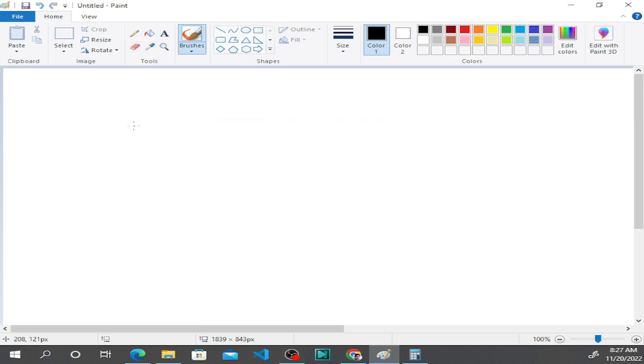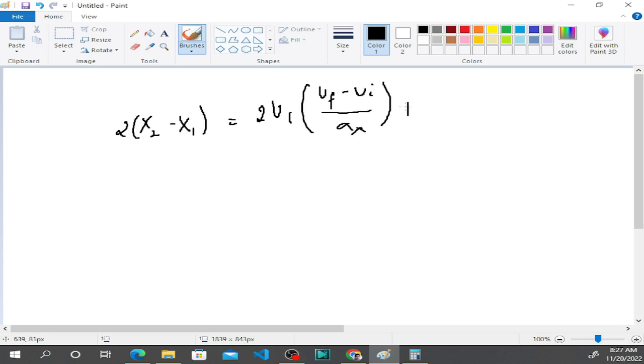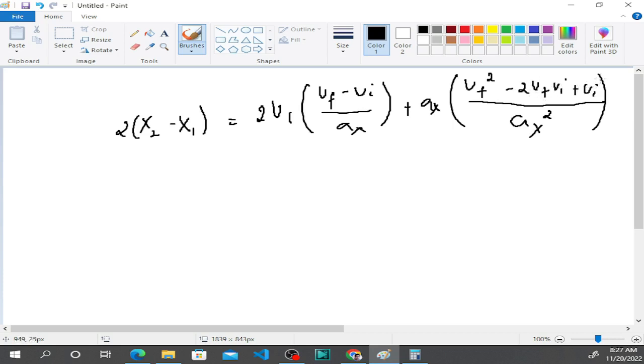So we write 2(x₂ − x₁) is now equal to 2 times (v_f − v_i)/a_x, plus the new numerator that we have. You multiply that by a_x, and then we square this one, so this is a_x squared times (v_f² − 2v_f v_i + v_i²).